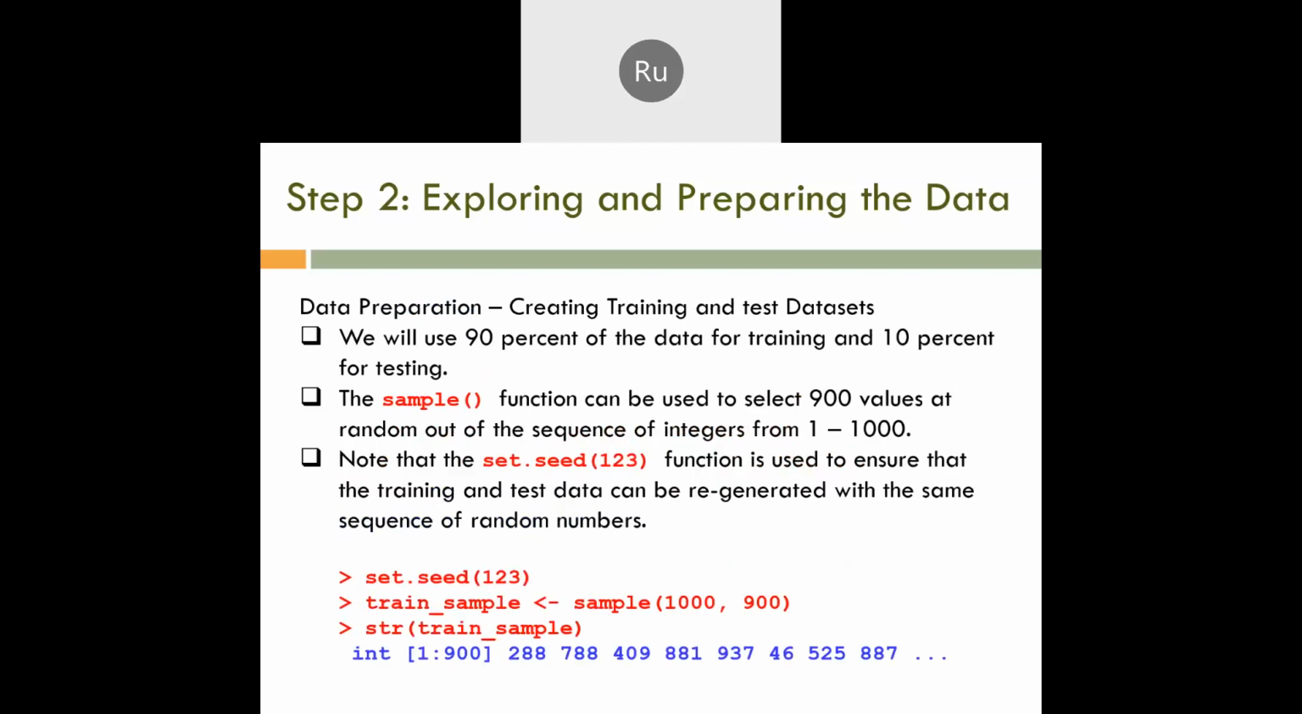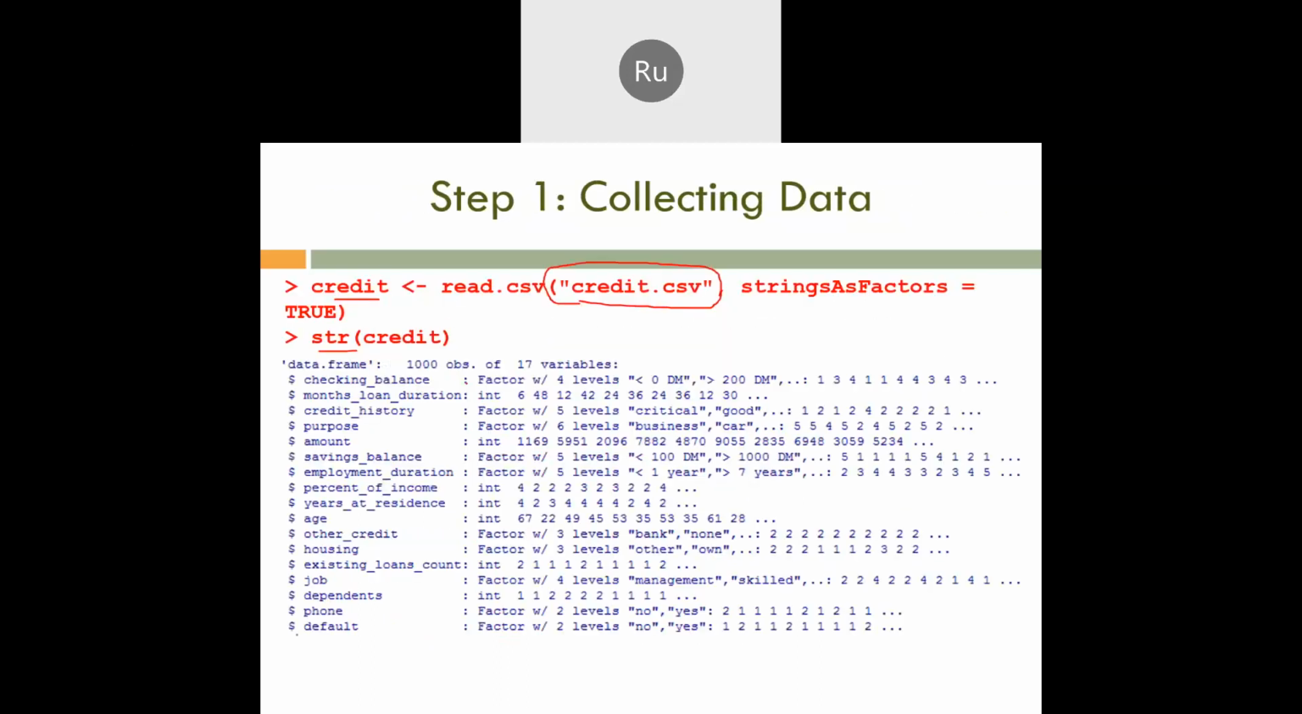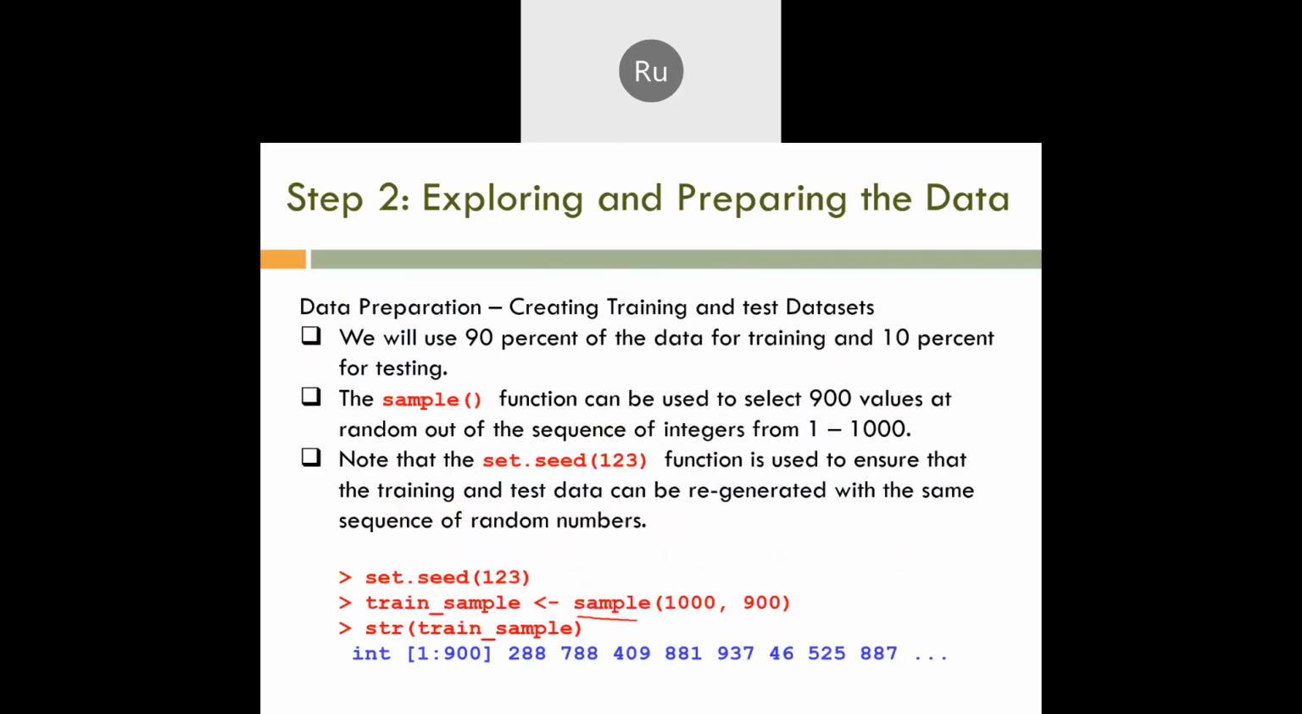Okay, before we proceed, we have to do sampling because we want to split the data into 90% for the training and 10% for the testing. So we use the sampling method, and because we have 1,000 objects here, we want to get 900 of them, but randomly. So I will pick 900 values from these 1,000 and store them in the train sample here.